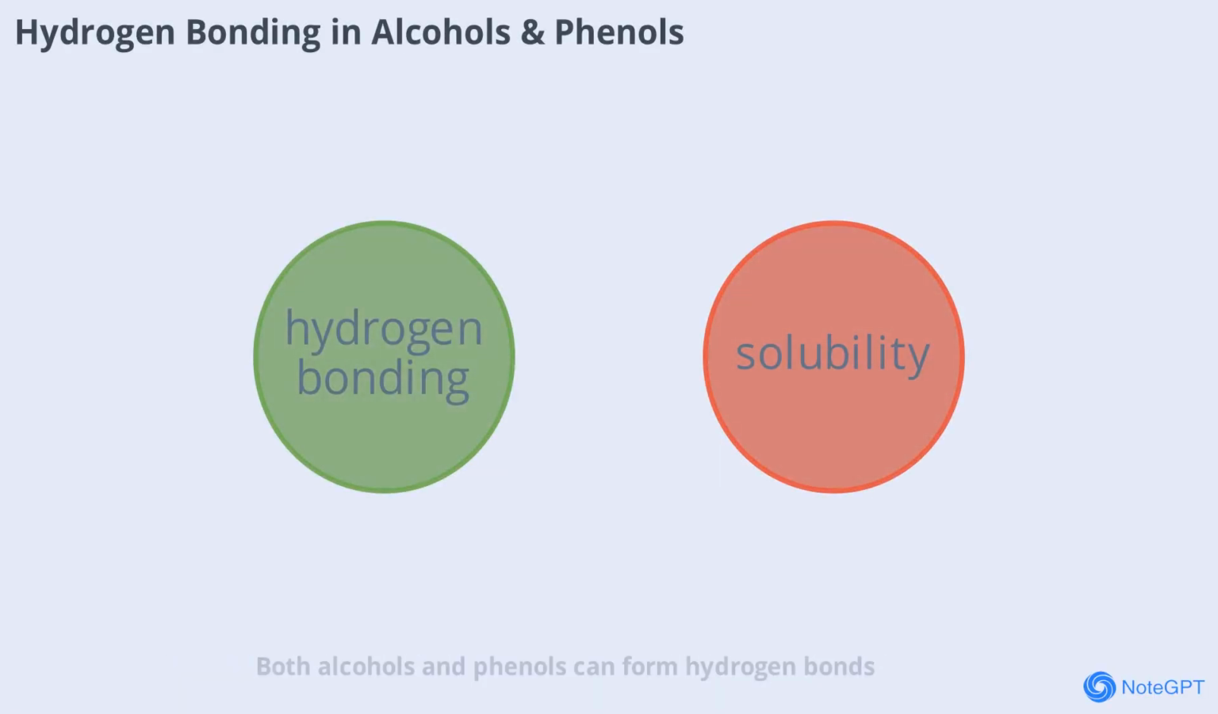Both alcohols and phenols can form hydrogen bonds due to the presence of the hydroxyl group. This ability leads to higher boiling points and greater solubility in water compared to ethers, which cannot form hydrogen bonds as effectively. Hydrogen bonding also affects the physical properties and interactions of these compounds in biological and chemical systems.